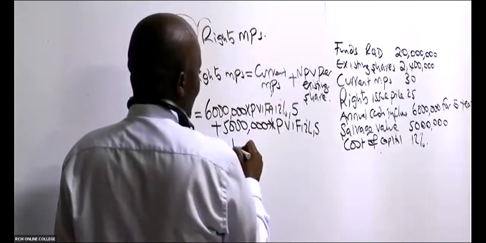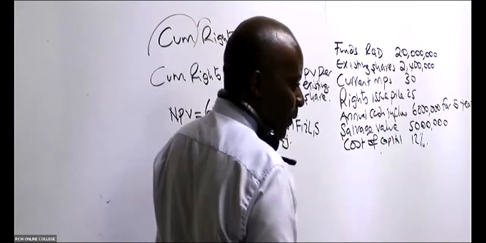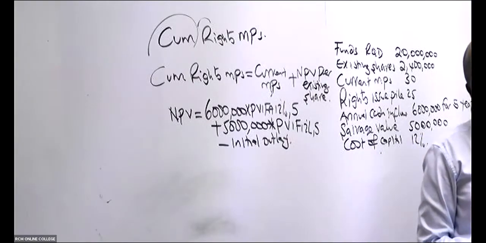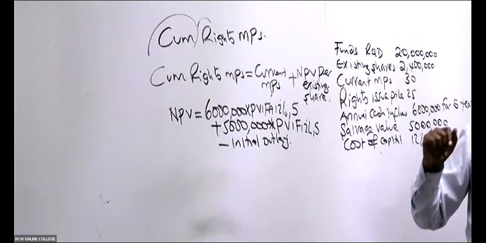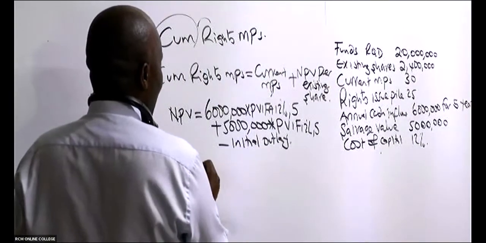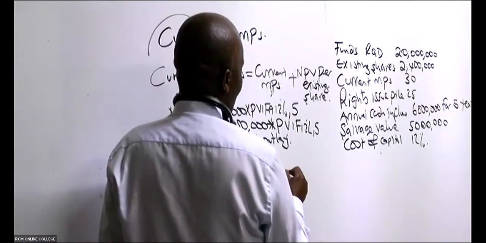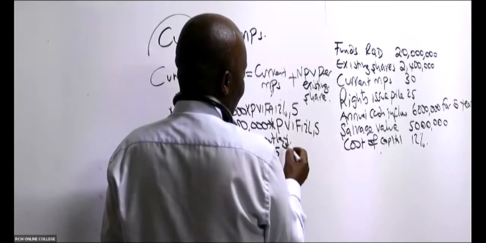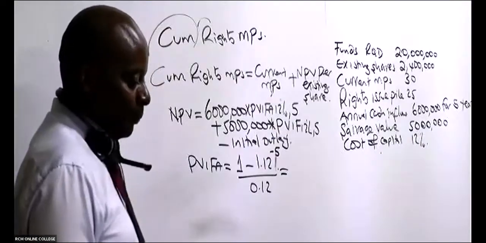Are you able to see the initial outlay? How much will we need for this project? How much do you want to raise? 20 million, isn't it? That is the initial outlay, because you are raising 20 million to finance this project with this cash flow. So are you able to give me the PV-FAR in this case? Let me try you out. Anybody able to give me this PV-FAR, 1 minus 1.12 raised to -5, everything divided by 0.12, which will end up giving us what figure?